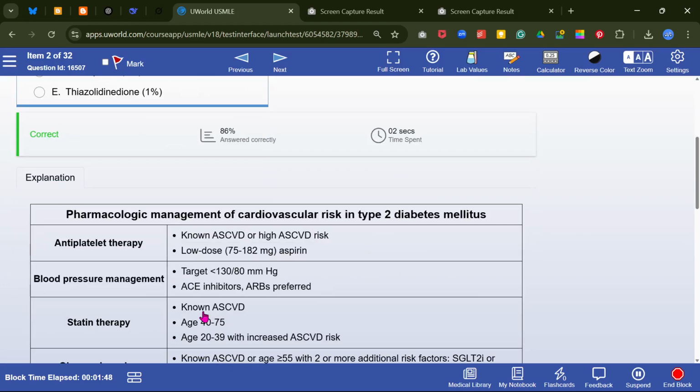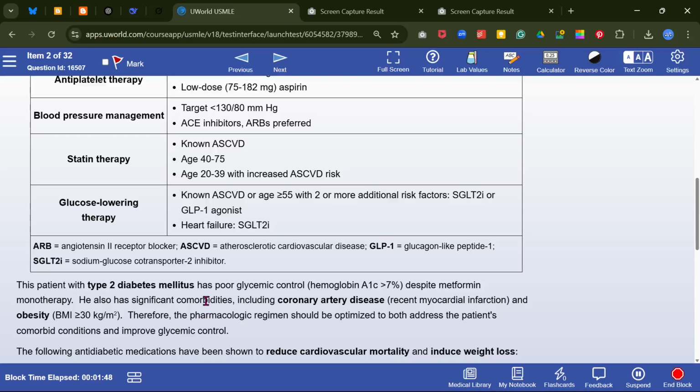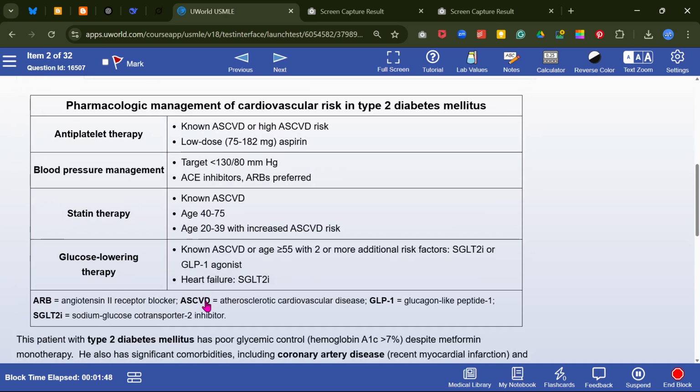It's SGLT2 inhibitor. Okay, I'm reading the box first. Pharmacological management of cardiovascular risk in type 2 diabetes mellitus. Antiplatelet: known ASCVD or high ASCVD risk, low dose aspirin 75 to 162 milligrams. Blood pressure management target is less than 130 over 80. ACE inhibitor or ARB preferred. Statin therapy: known ASCVD, age 40 to 75, and age 20 to 39 with increased ASCVD risk.